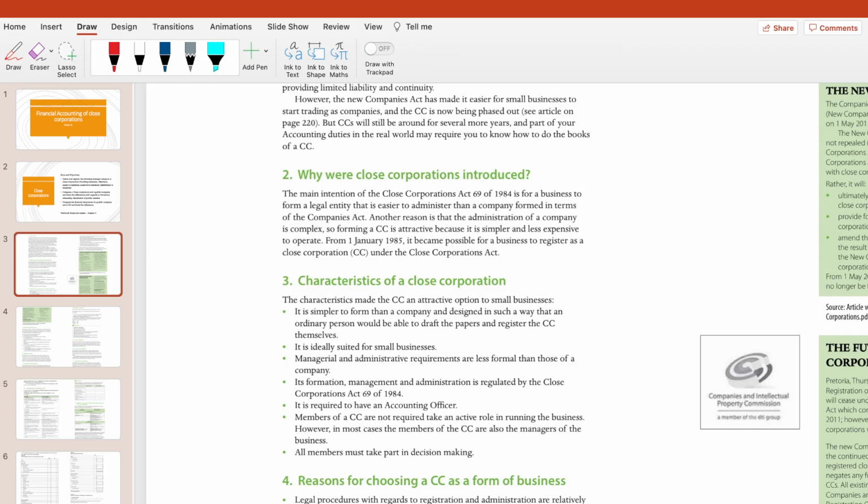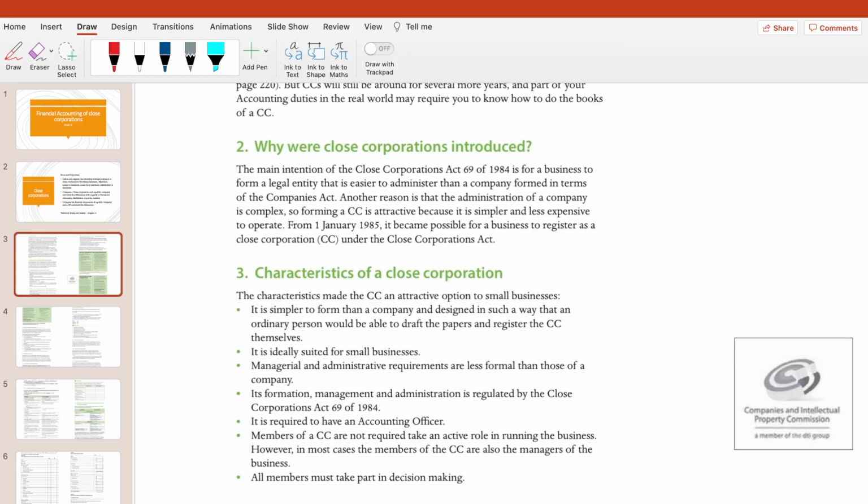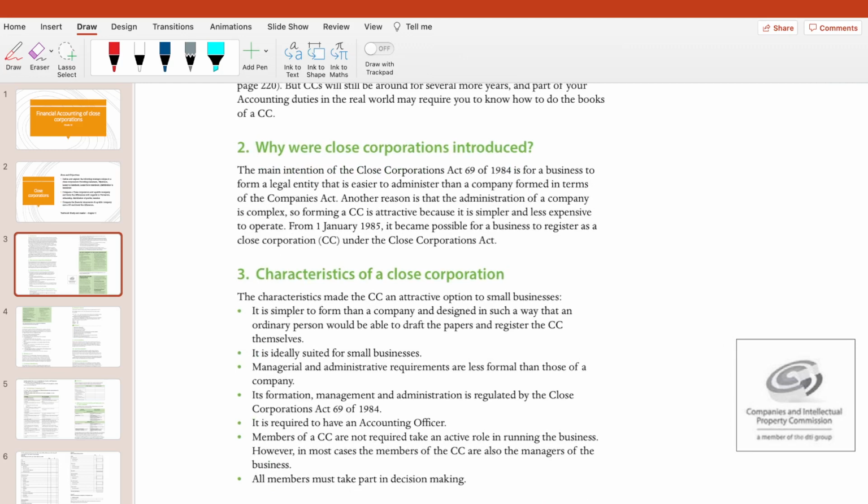So why were closed corporations then introduced? The main intention of the Closed Corporation Act 69 of 1984 was for businesses to form a legal entity that is easier to administer than a company, and easier to form in terms of the Companies Act at that stage. And another reason is that the administration of a company is very complex. So when people formed a CC instead, that was much easier and simpler for them and much less expensive for them to operate, and it's easier to administer as well.